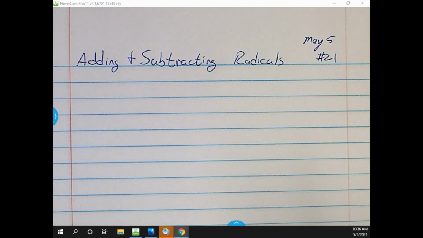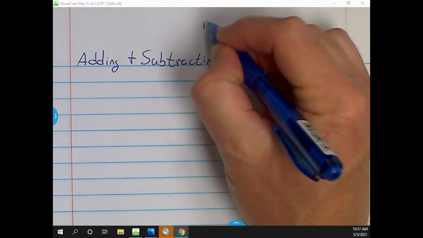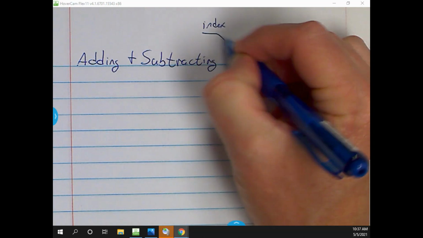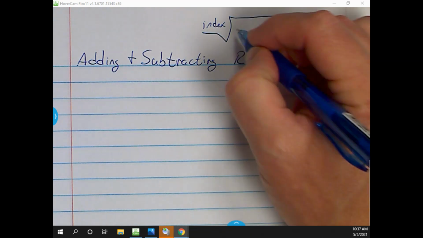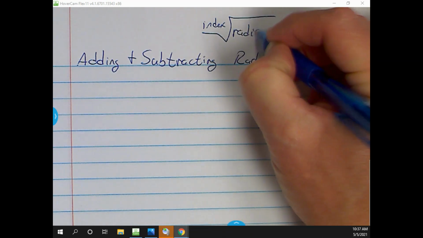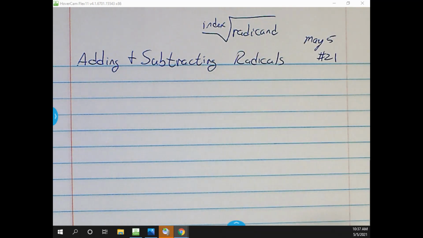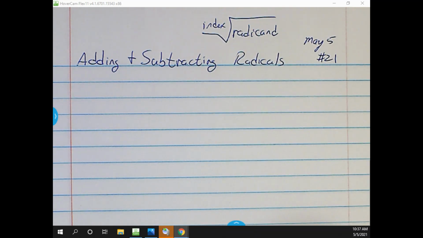Okay, big thing is just, again, flashing back to the things we've been working on the last couple of days. Remember when we were talking about these? The index is the number that's in the top corner of your radical, and whatever's on the inside is the radicand. So just keep that in mind when we go through these.